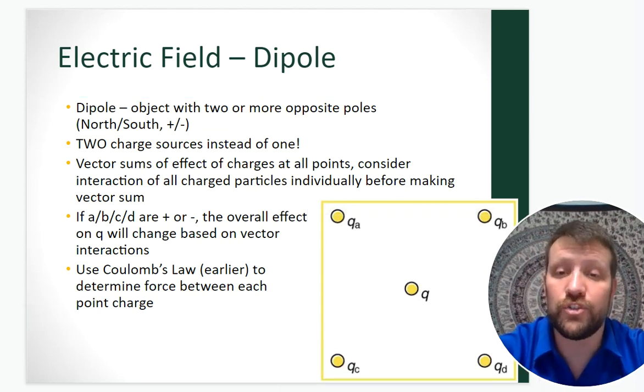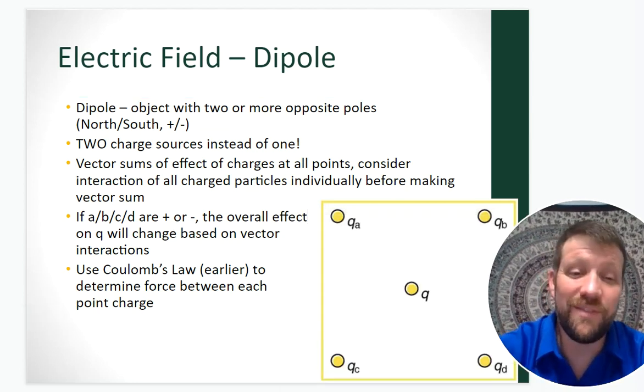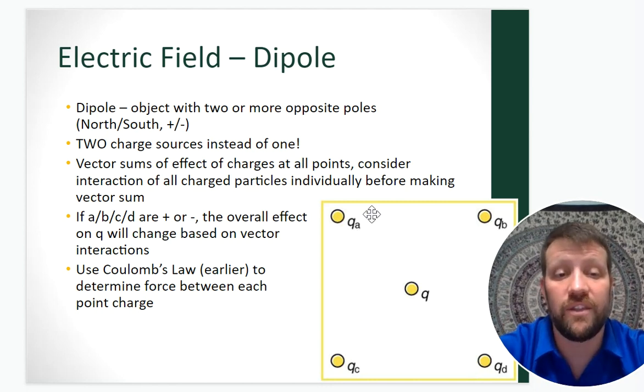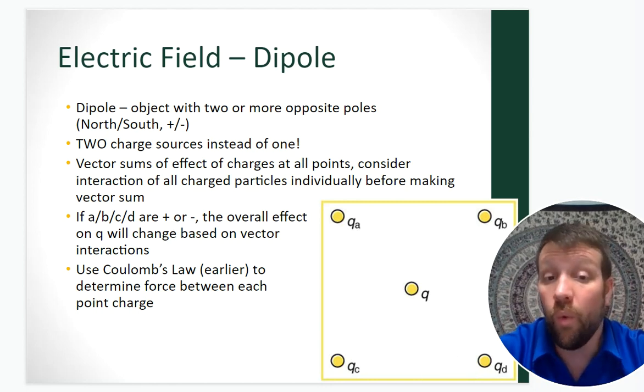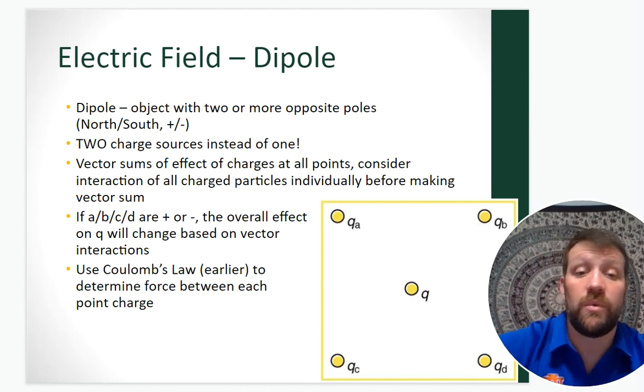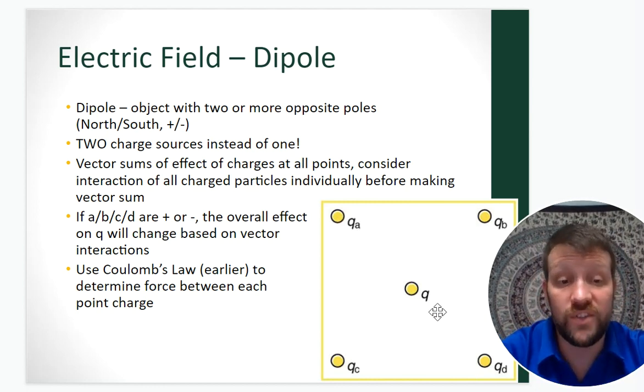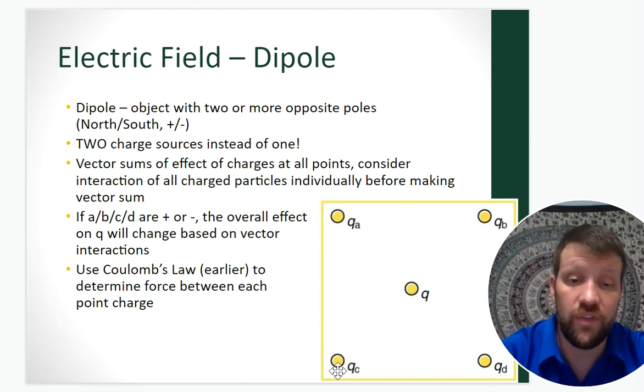We've got an object with a roughly square shape and 4 different charges placed on the corners. What I'm going to want to know, when we've got any sort of dipole situation, is what would be the overall force acting on this central charge based on these other charges.